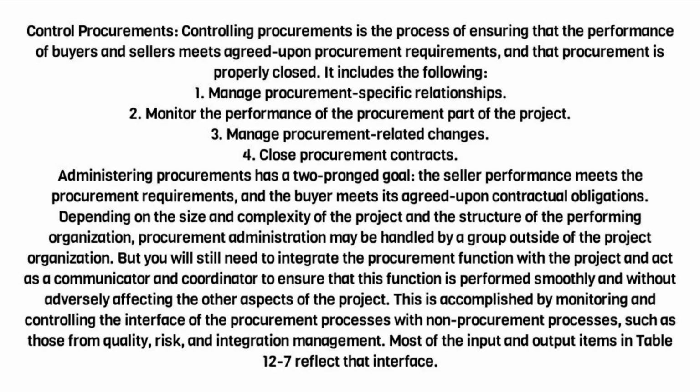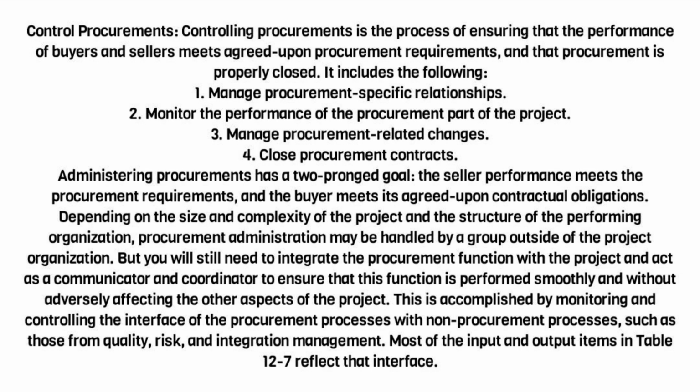Control procurements. Controlling procurements is the process of ensuring that the performance of buyers and sellers meets agreed upon procurement requirements, and that procurement is properly closed. It includes the following: 1. Manage procurement-specific relationships. 2. Monitor the performance of the procurement part of the project. 3. Manage procurement-related changes. 4.